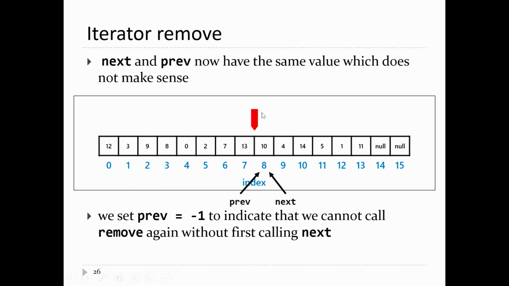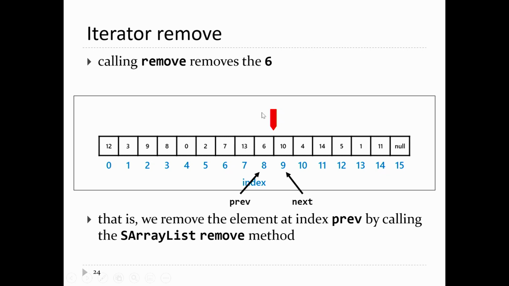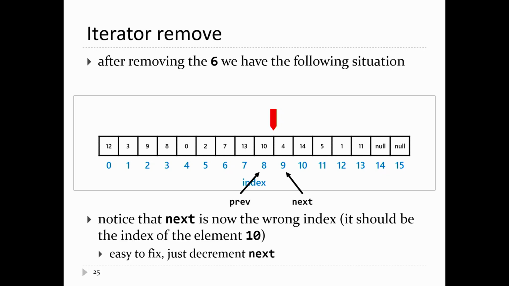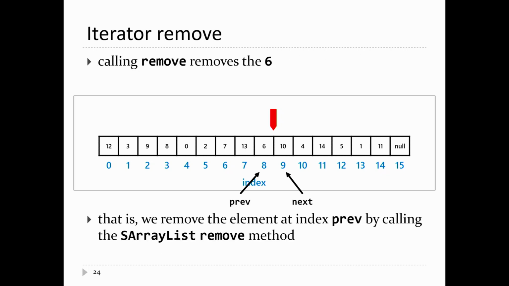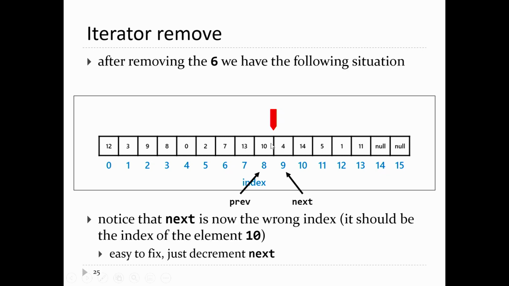So once you've drawn these pictures and figured out exactly how this works, the easy thing to forget is that once you remove that 6, everything moves over one position to the left. So it's easy to forget to update this iterator, moving it backwards one position.